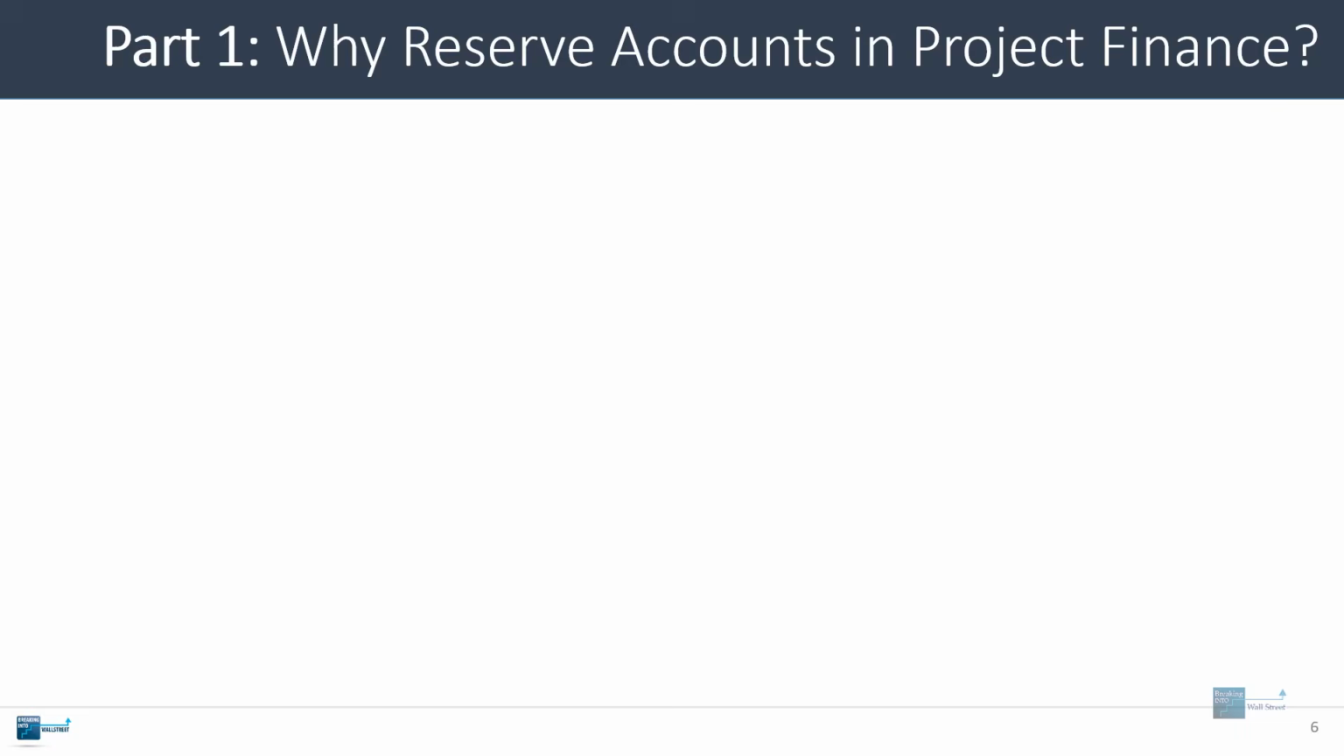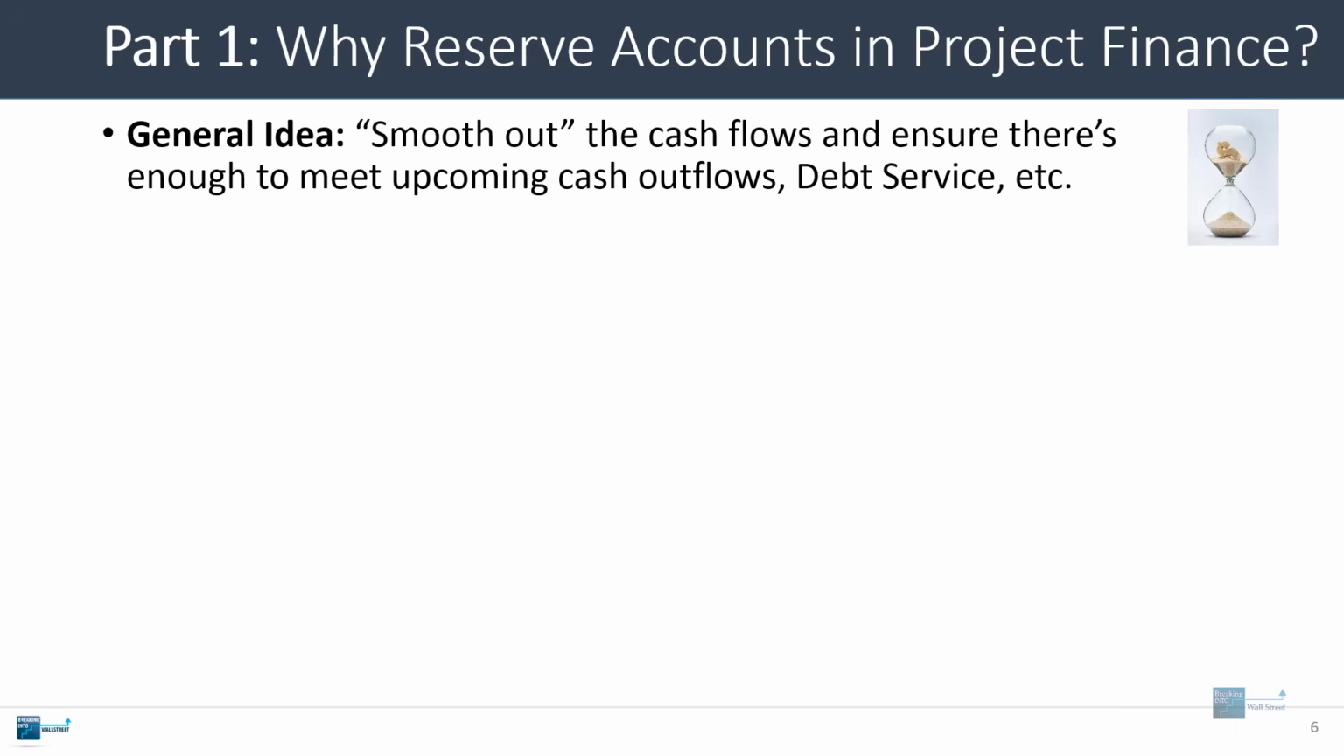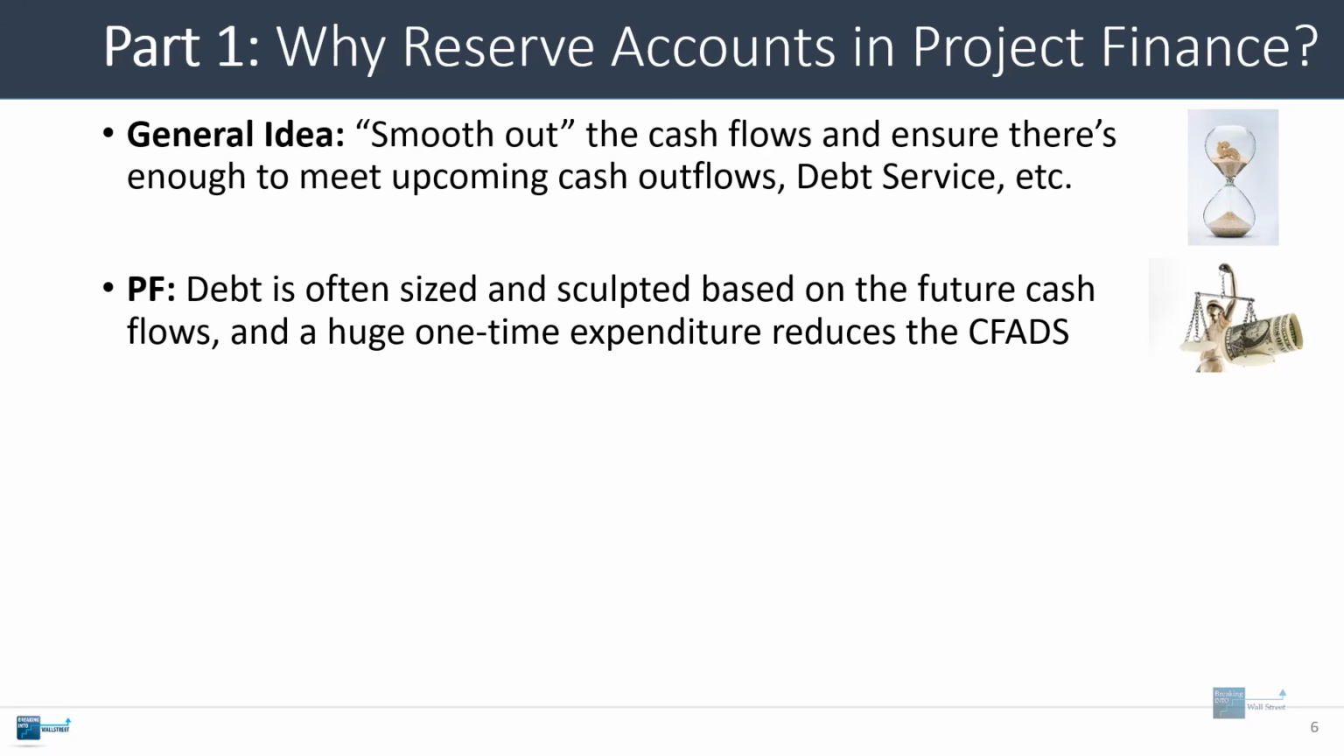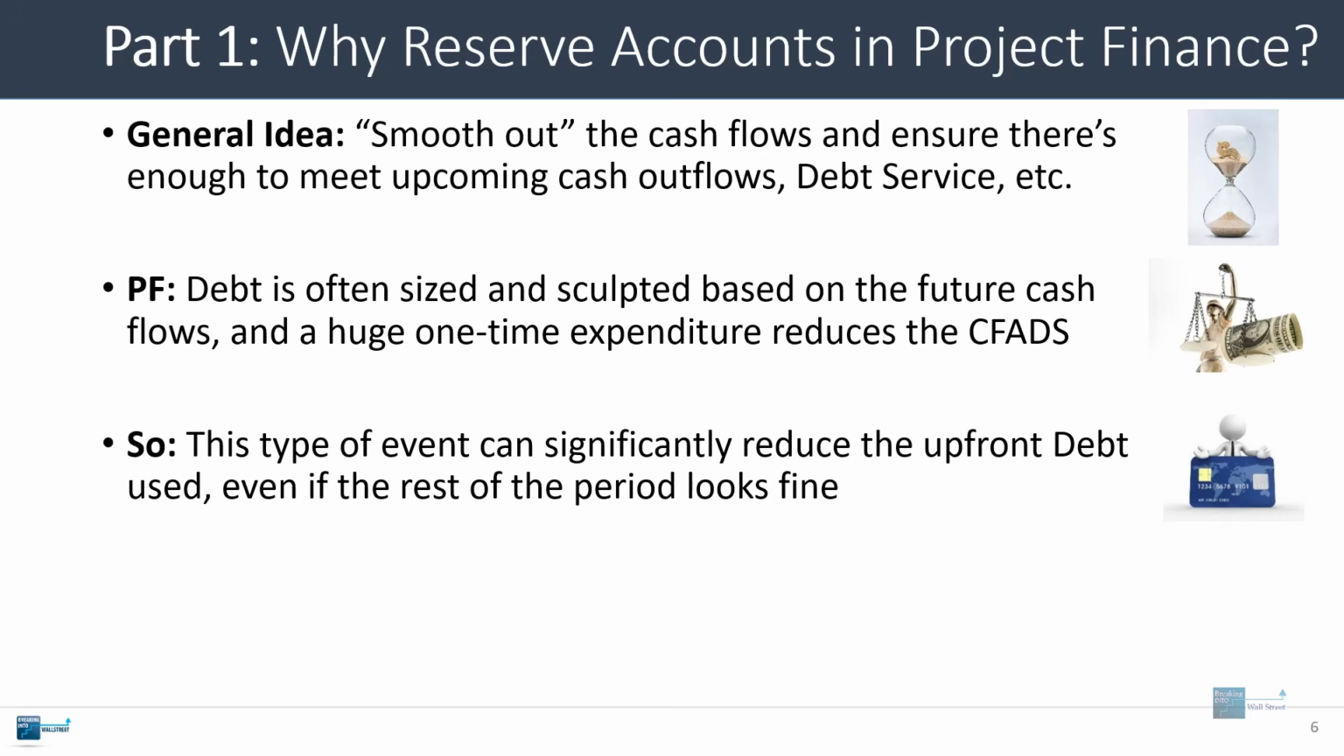So with reserve accounts in general, the basic idea is that in project finance, you often want to smooth out the cash flows and ensure that there's enough to meet upcoming cash outflows, debt service, and other requirements. In project finance, debt is often sized and sculpted based on the future cash flows, and so a huge one-time cash outflow could easily distort the cash flow available for debt service. This type of one-time event can often reduce the upfront debt that's used, even if the rest of the period looks fine. Even if 19 out of 20 years look fine, if 1 year is off and cash flows plummet to a much lower level just because of something like an equipment replacement, that can actually distort the debt that's used for the entire project.